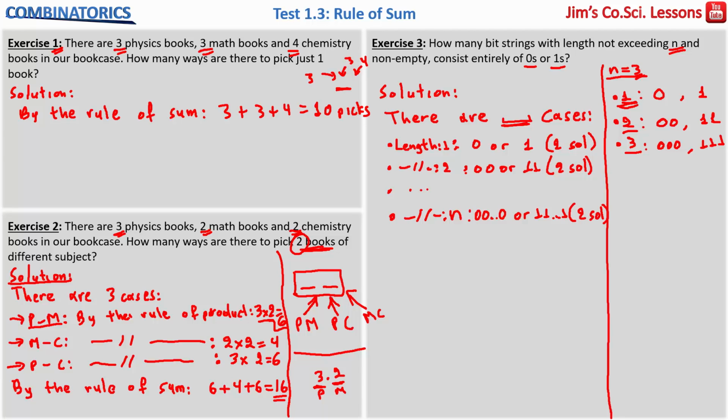And now that I've written down my cases, I see that there are n of them, and then I'm going to apply the rule of sum, because when I have cases, I'm applying the rule of sum. By the rule of sum, the sum of all these cases is 2 plus 2, etc., plus 2, and this goes for n times. N times, so the totality of these solutions is 2 times n.